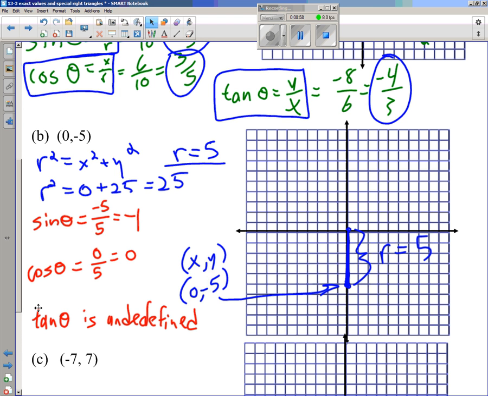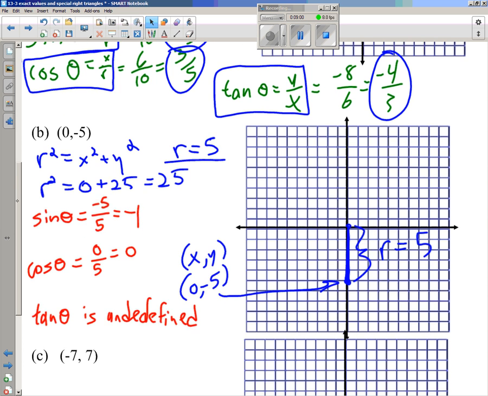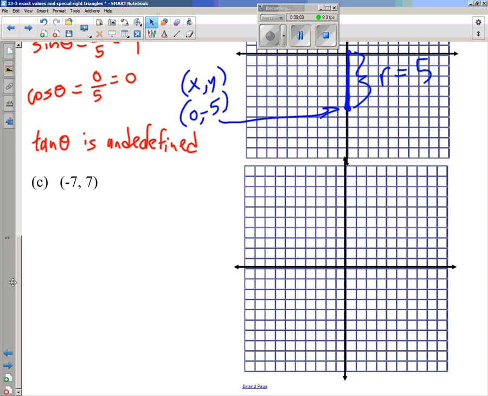Last but not least, we'll do this guy today. So (-7, 7). Go left 7 and up 7, and that puts you right there. So you have this right here. Okay. You might be able to figure out what that angle is also.